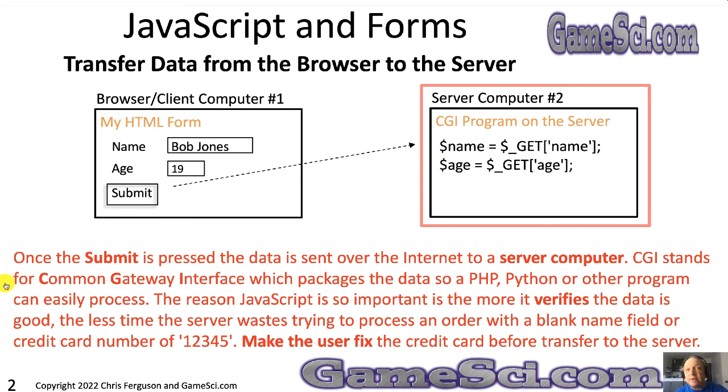CGI stands for Common Gateway Interface, which packages the data so a PHP, Python, or other program can easily process it. This is a PHP example, but any computer language on the server side can process the data because of the common format. The reason JavaScript is so important is the more it verifies the data is good, the less time the server wastes trying to process an order with a blank name field or a credit card number of 12345. Make the user fix this bad credit card number before you transfer the data over to the server.